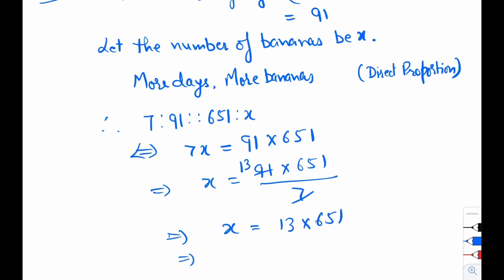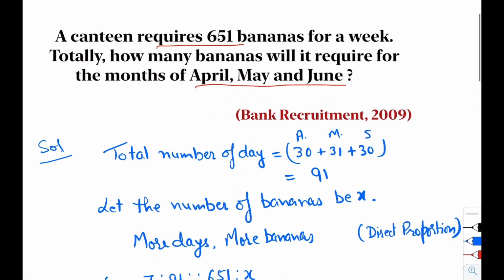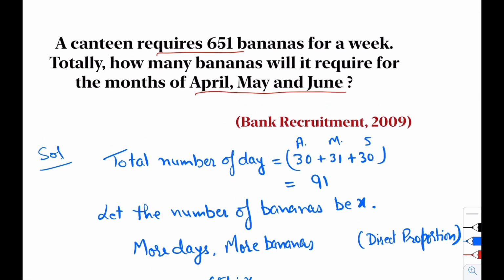This implies x equal to 8463. So this is our answer. It means the bananas required for the months of April, May and June is 8463. This is our answer.